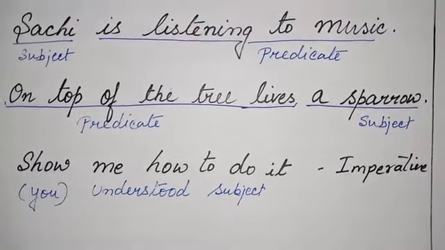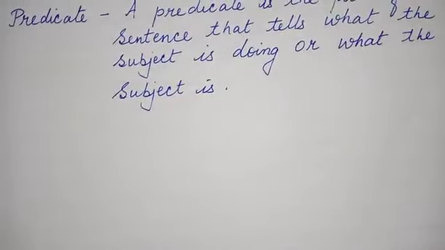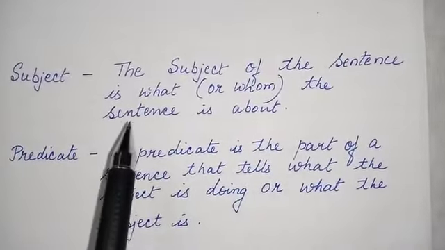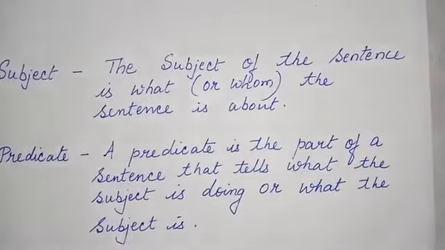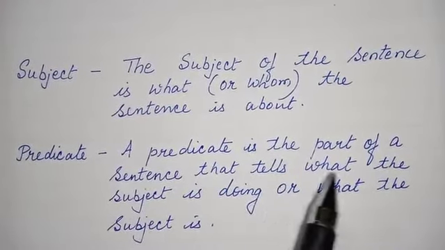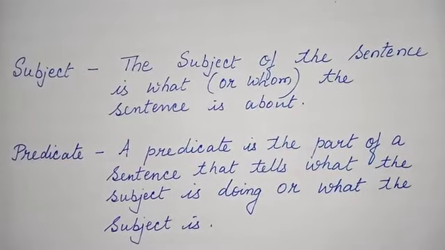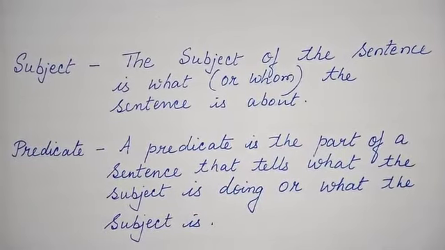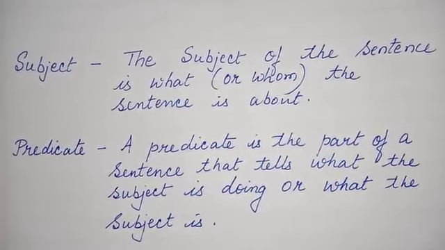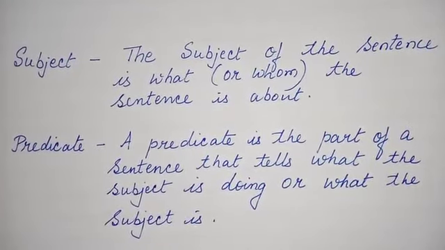Okay. So, we can conclude by saying the subject of the sentence is what or whom the sentence is about. And a predicate is the part of a sentence that tells what the subject is doing or what the subject is. The subject is always the main focus of the sentence, and the predicate is telling us what the subject is about.